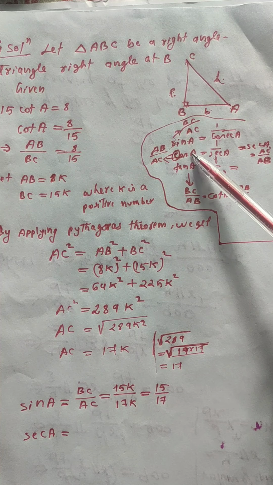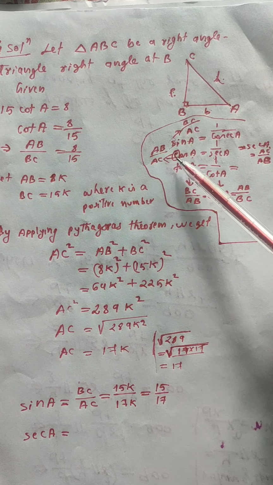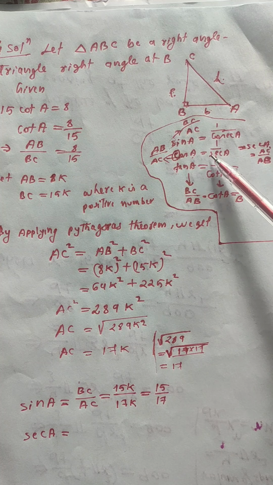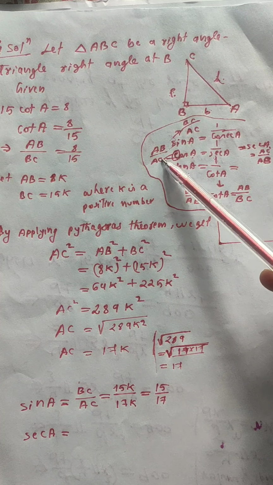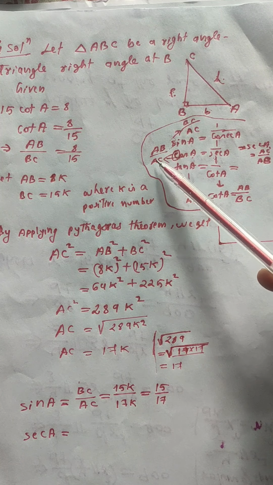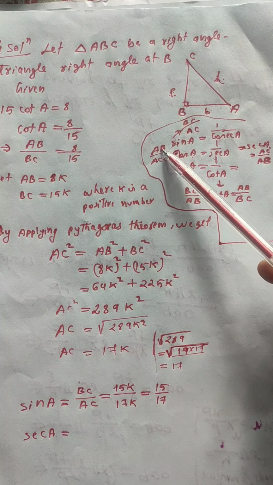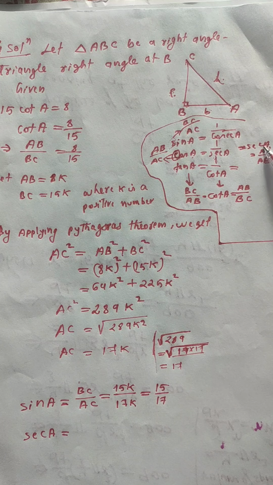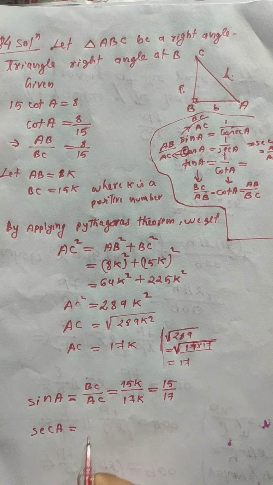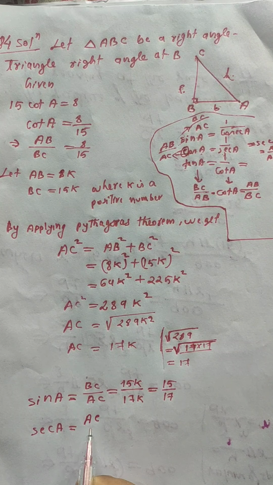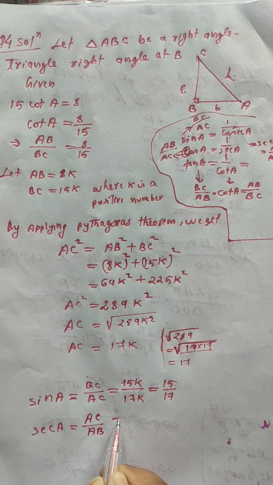If cos A is AB by AC, then cos is related with what? 1 by sec A. Then sec A is what? Just reverse of this cos A. It is what? We have to write AC by AB. Then sec A is what? AC by AB. Now what is the formula for sec A? It is what? AC by AB, isn't it?